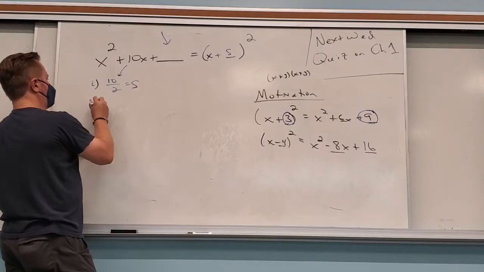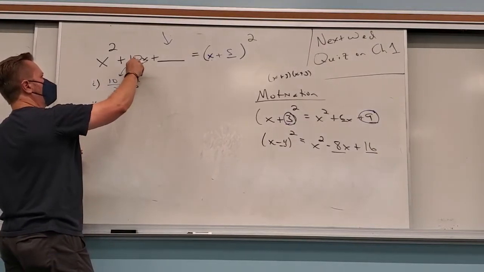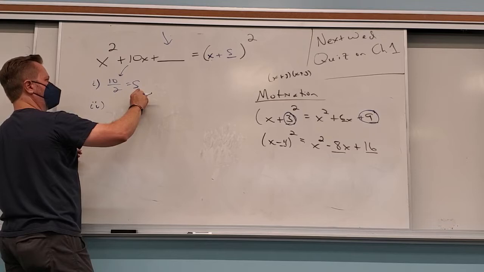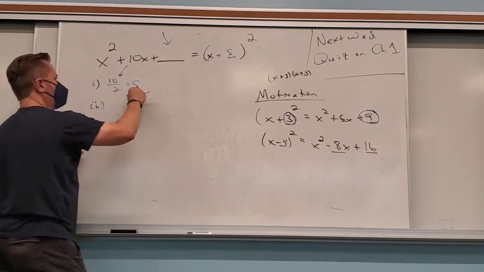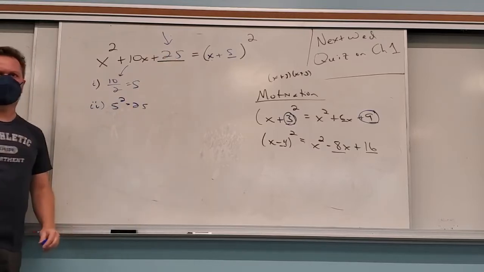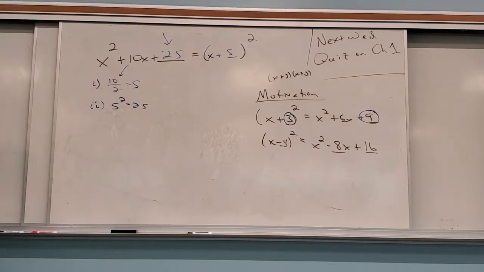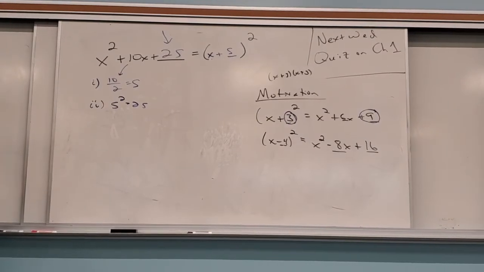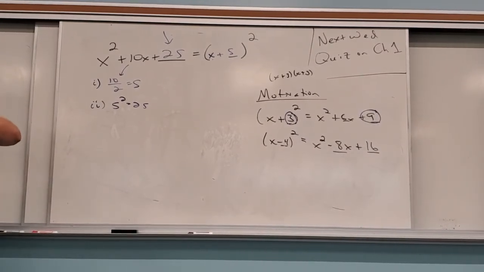So how do I complete the square? Take the middle number, cut it in half. That's what goes here. And then I square what I got. That's what goes here. Is that a true statement? Yes, Jeff. Okay, so how do I use this idea?